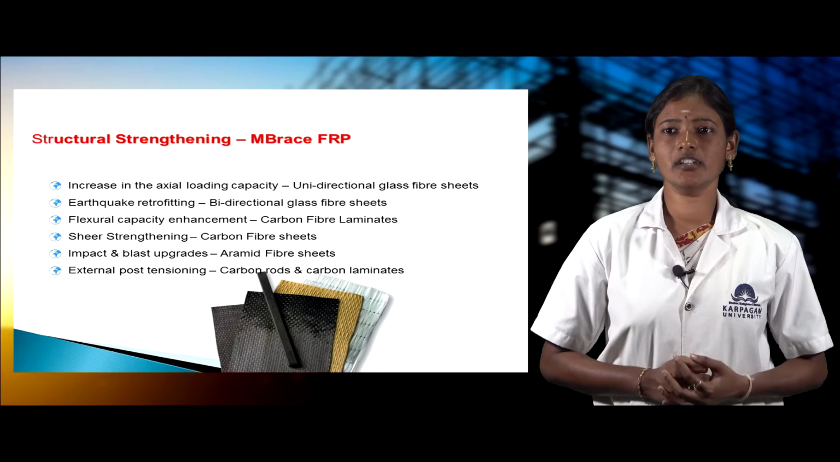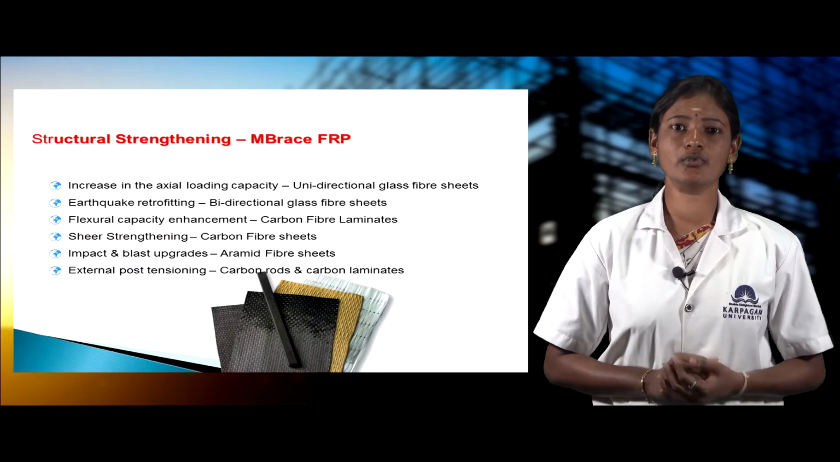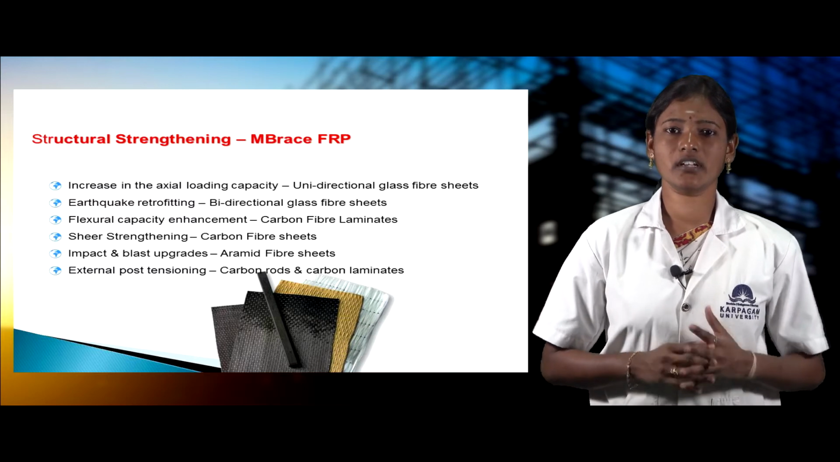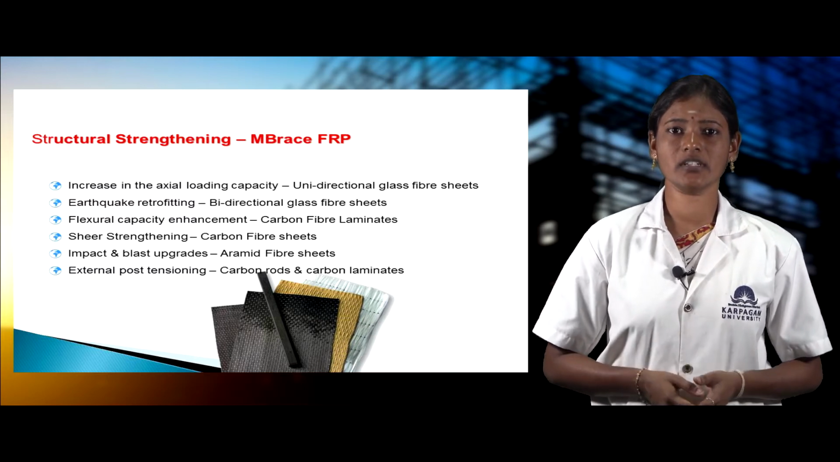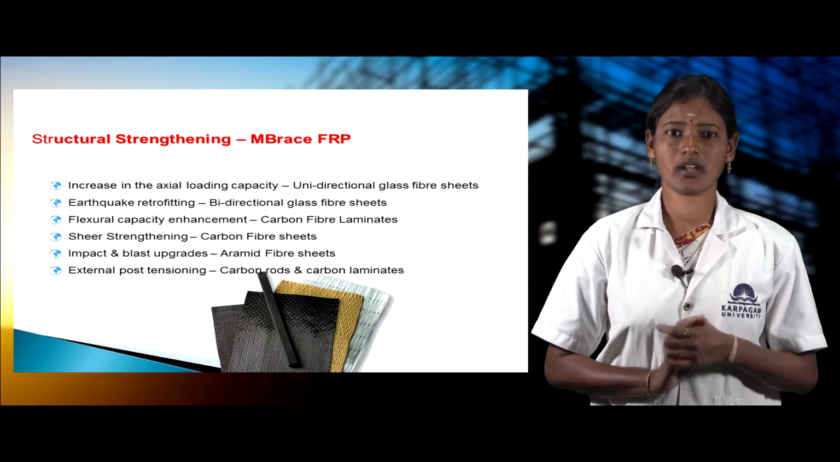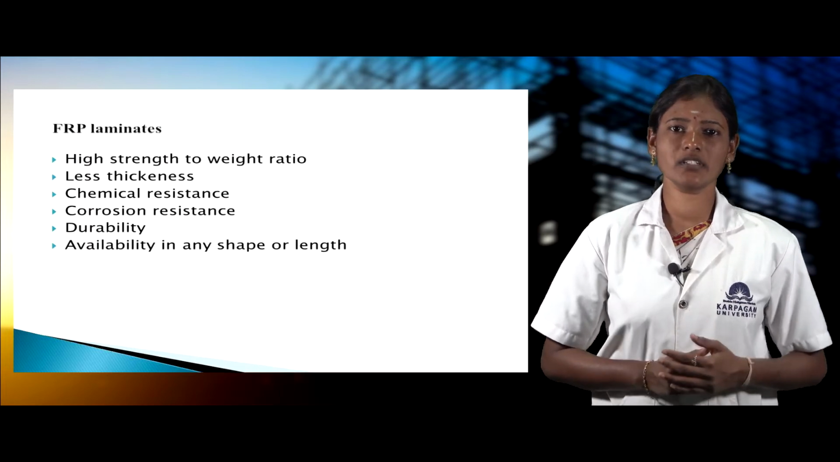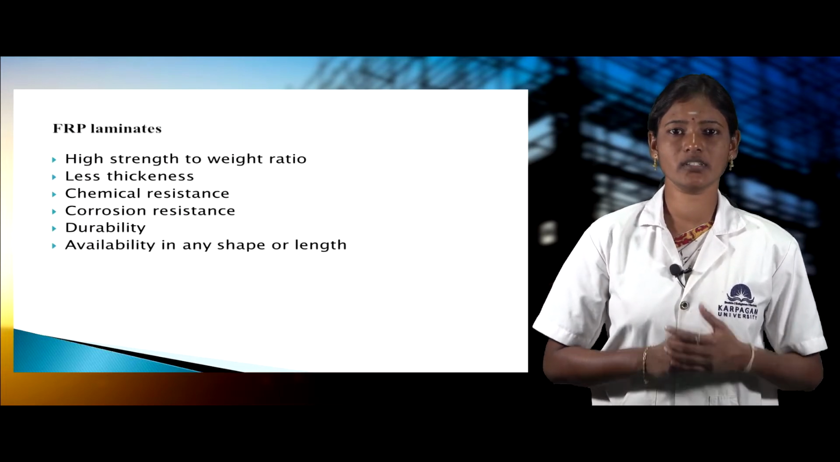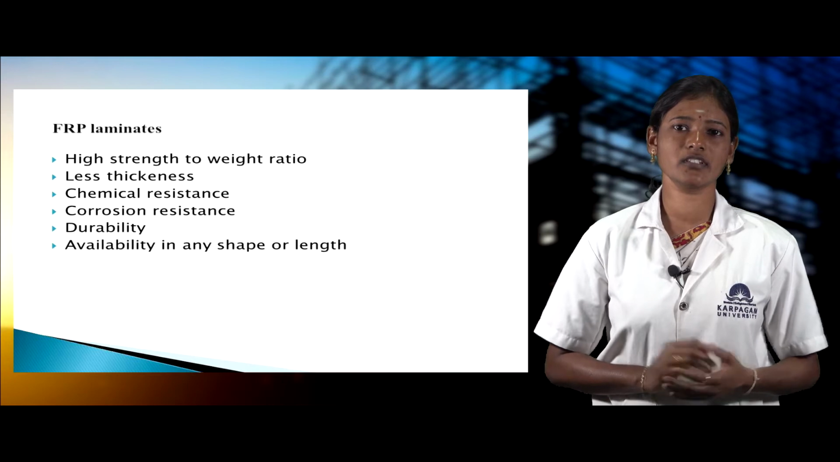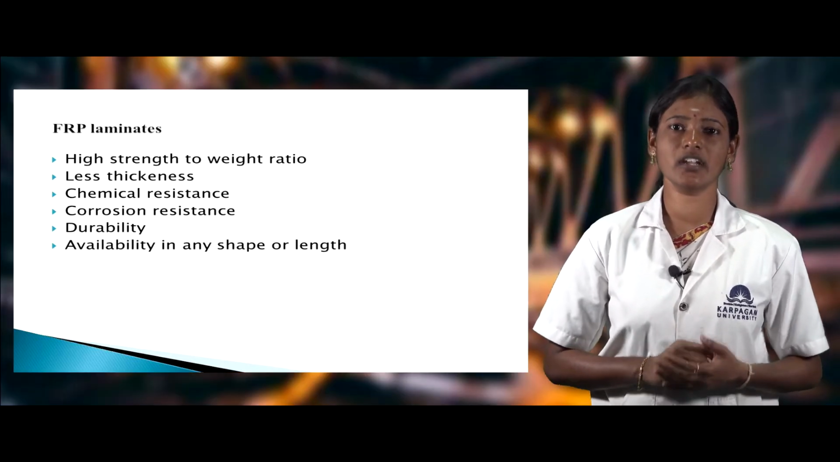Structural strengthening using FRP increases the axial load carrying capacity, and it is used for earthquake retrofitting, flexural capacity enhancement, shear strengthening, and impact and blast upgrades. It is used for external post tensioning. FRP laminates have a high strength to weight ratio, are less in thickness, have chemical resistance and corrosion resistance, and high durability, and are available in any shape or length.